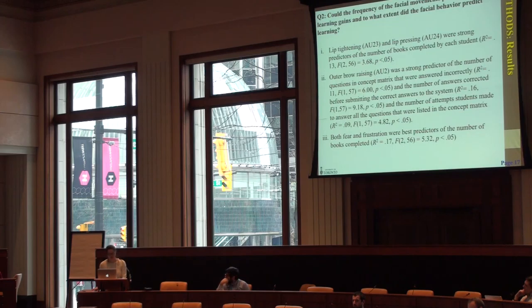I know what you mean. For example, like AU2, right? There are some studies already suggesting it is very much related to, for example, anxiety or confusion, frustration. So you cannot isolate one AU. You can combine a bunch of AUs together in order to get a better sense of what emotion the person is experiencing. So for this one, we simply used symbolic regression to look at the relationship between the AUs and the learning outcomes, for example, how many questions they answered. It's pretty straightforward.